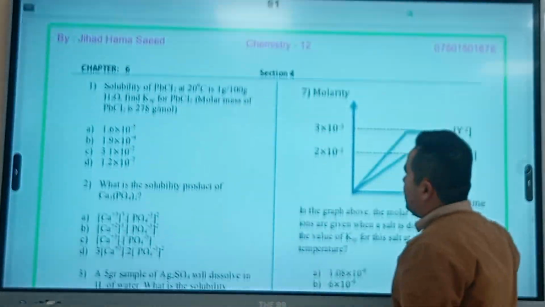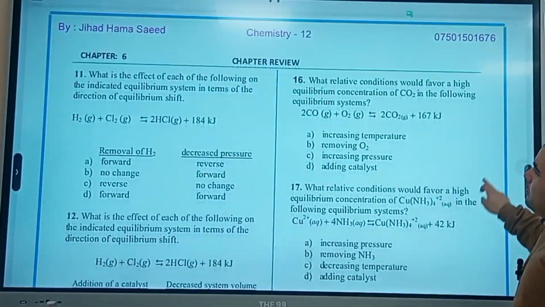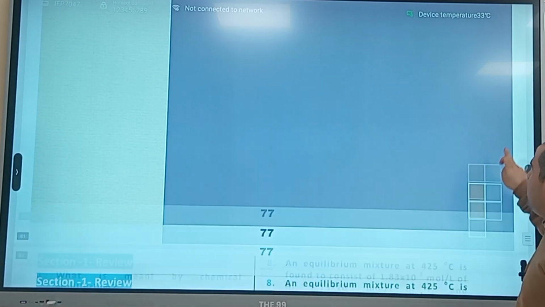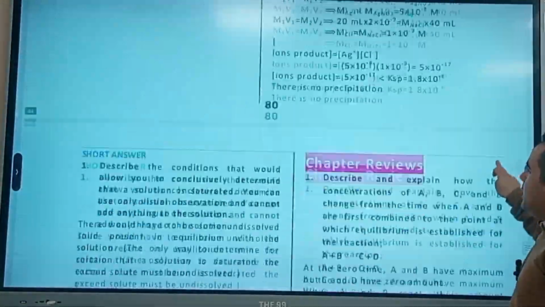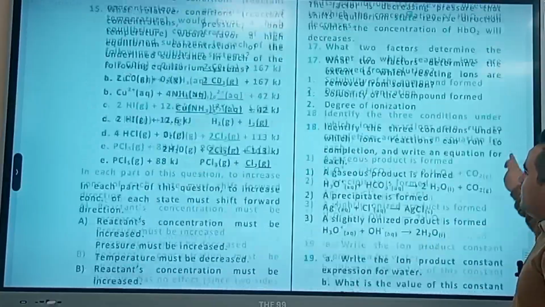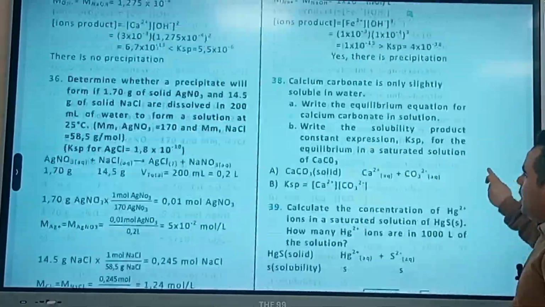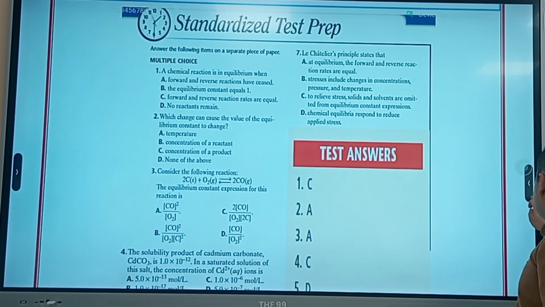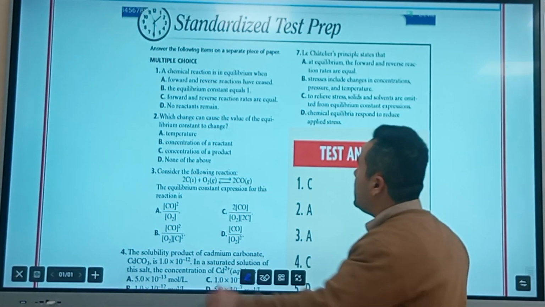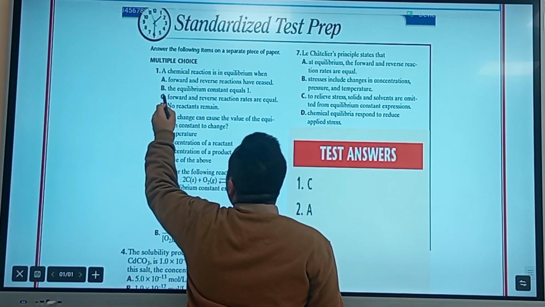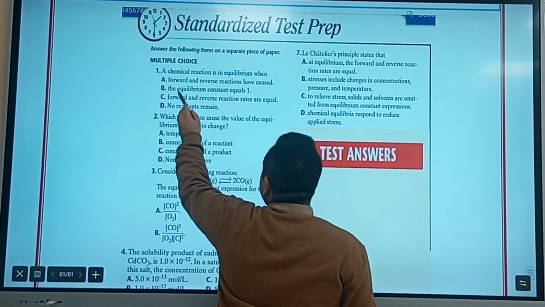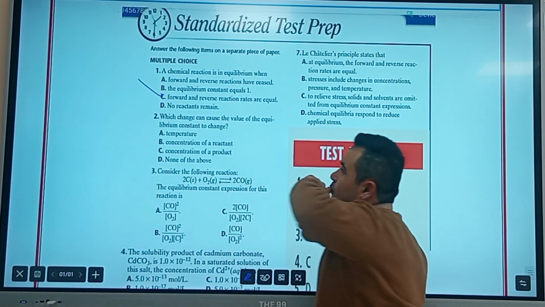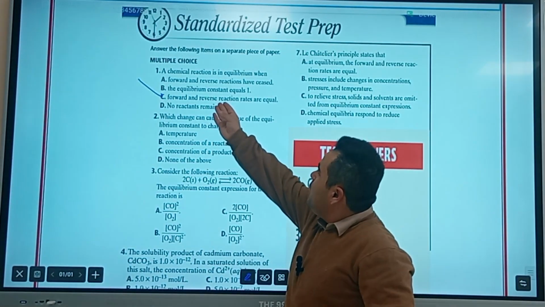This is the test bank for section 4 and the chapter review as well. We have solved the chapter review, but we will be solving the standardized test prep and then end the session, guys. In the standardized test prep, we have almost 7 questions. A chemical reaction is in equilibrium when the forward and reverse reaction rates are equal. Yes, C is the correct answer because they have equal rates.